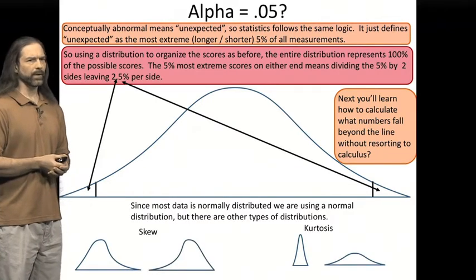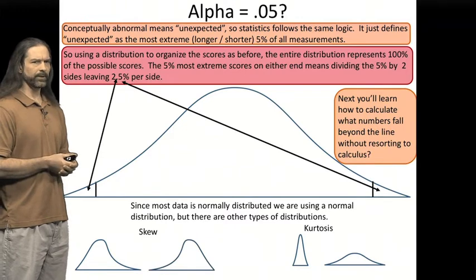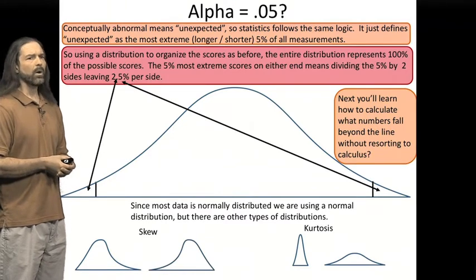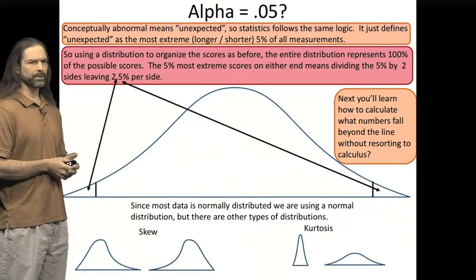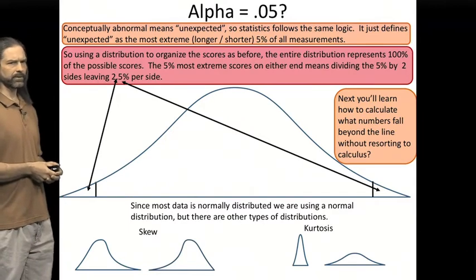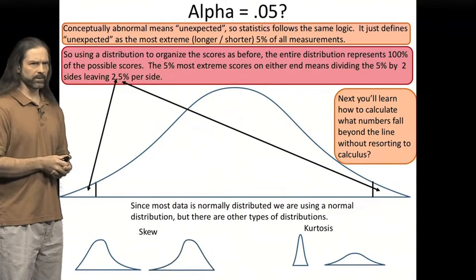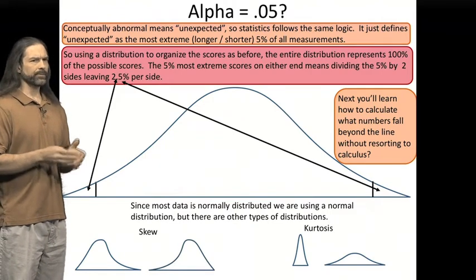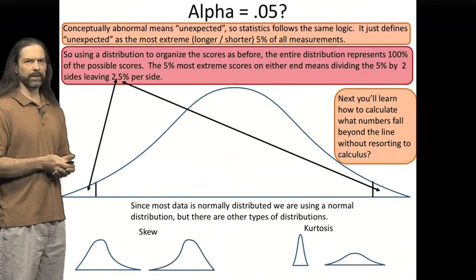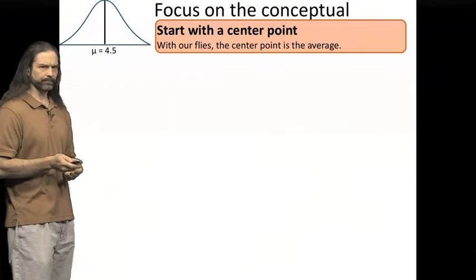I do want to point out that not everything is normally distributed. There are other types of distribution. One type of distribution is a skewed distribution, but we also have different things called kurtosis. We're not going to worry about those very much in this class at all. So most of the assumptions that we make will be based on a normal distribution.